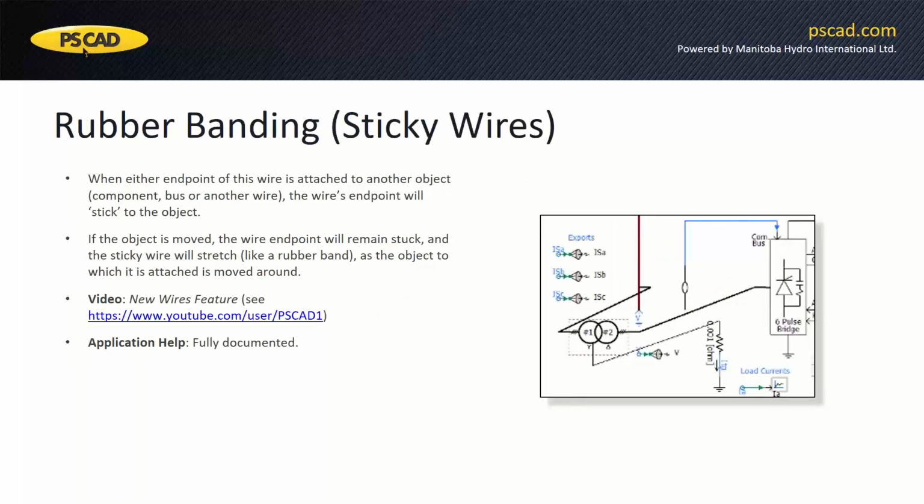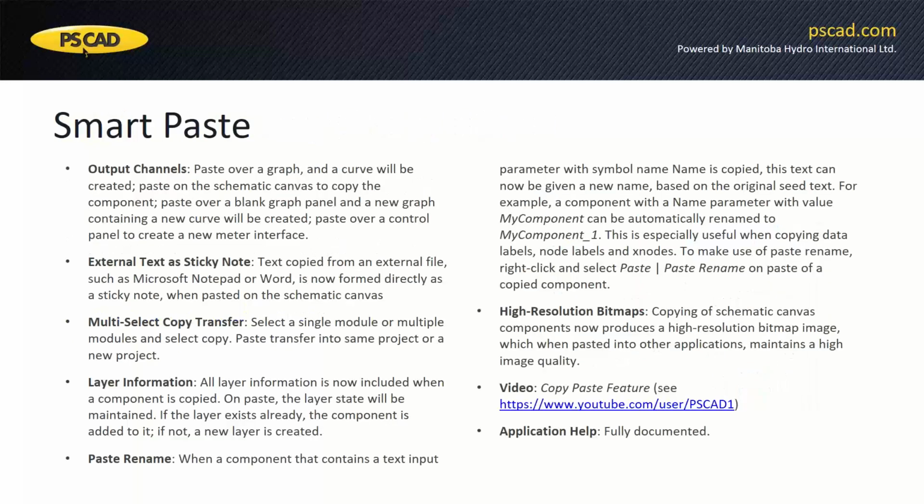We've added rubber banding, a special sticky wire, a tri-segment wire. As you can see in the image, once you connect the wire to the component and other components, you can then grab the component and move it around, and the wires will stretch.